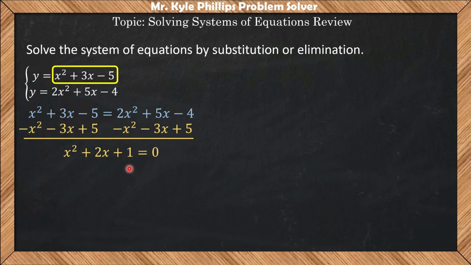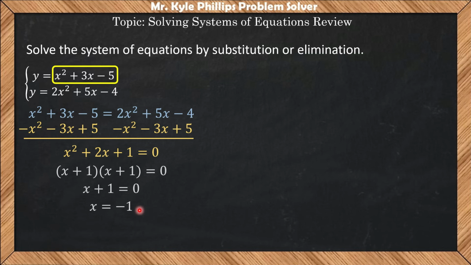So I'm looking for two numbers that are going to multiply together to give me 1, and they're going to add to give me 2. And that's going to be x plus 1 and x plus 1. So I have one x-intercept, and that's going to be negative 1.